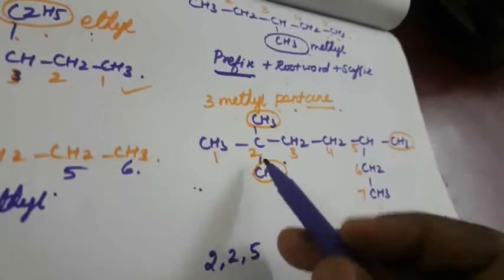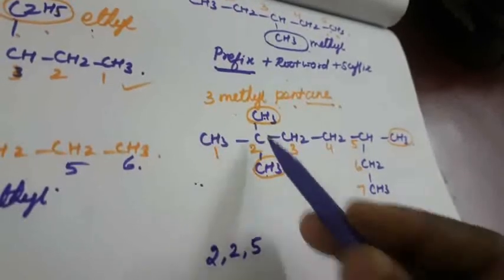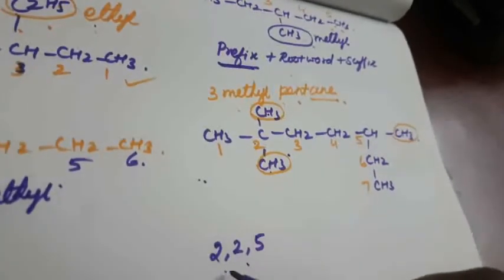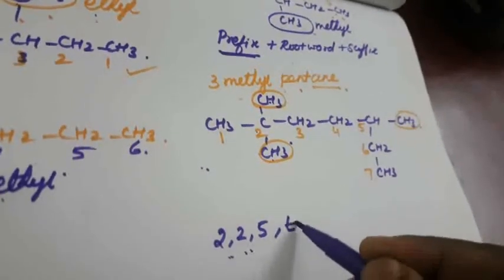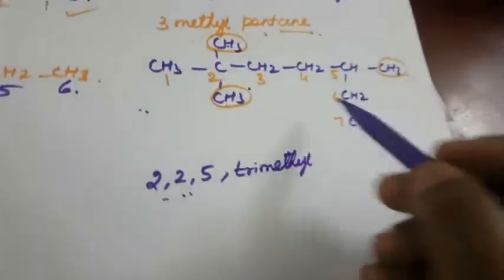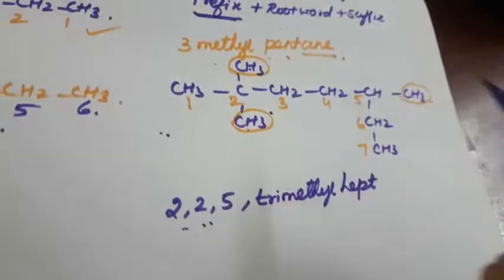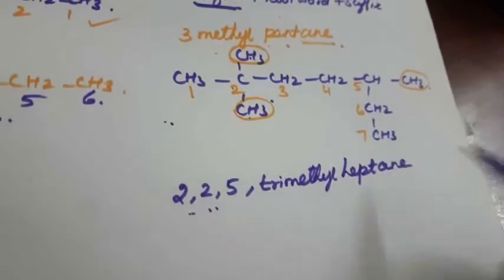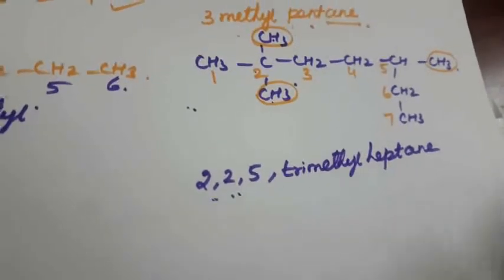Okay, 2 here means one upside, one downside. So that is 2, 2. That is the reason I am writing 2, 2 here. Then the fifth position contains a methyl, so trimethyl. What is the root word for 7? That is hept. The compound is saturated, so the suffix contains ane. Okay, 2,2,5-trimethylheptane.